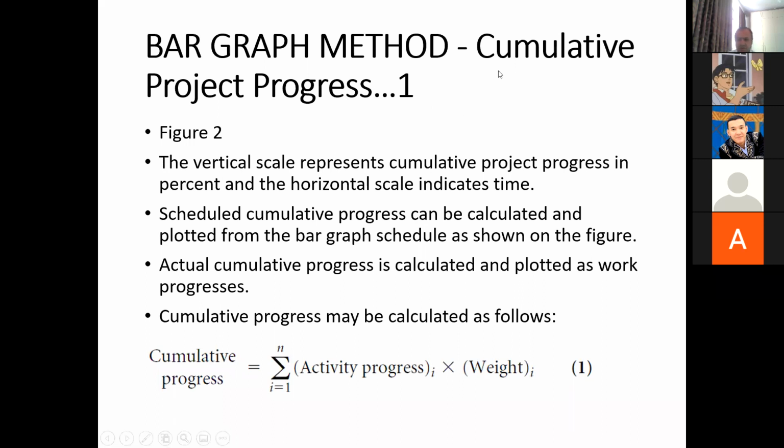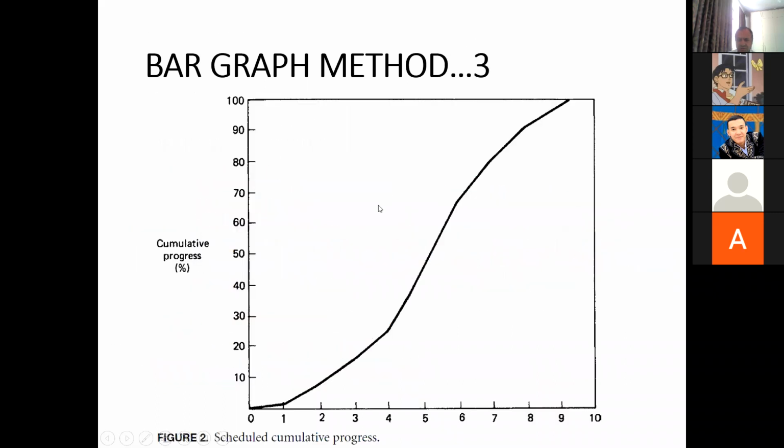This cumulative project progress can be established in the form of this curve. What this curve shows is the overall work completed on the project as time passes. At the end of the first week, maybe 2% of the work has been completed. At the end of 2 weeks, about 10% or 9% of the work is completed. At the end of 3 weeks, about 15 to 16% is completed.